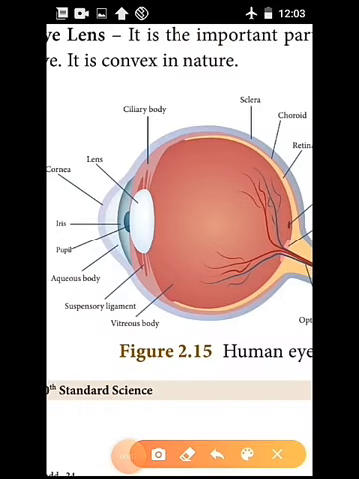The next part of the eye is the iris. The human eye has many parts. Which one is the colored part of the eye? Yes, the answer is the iris.